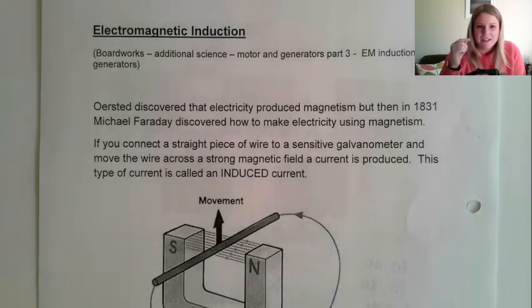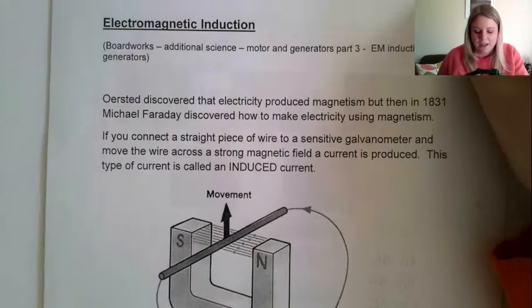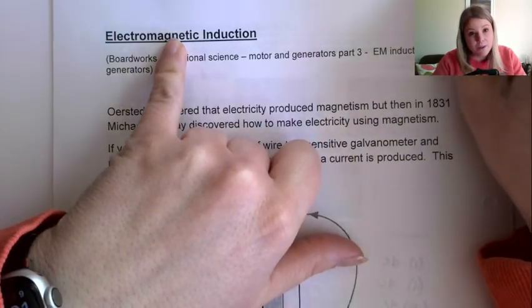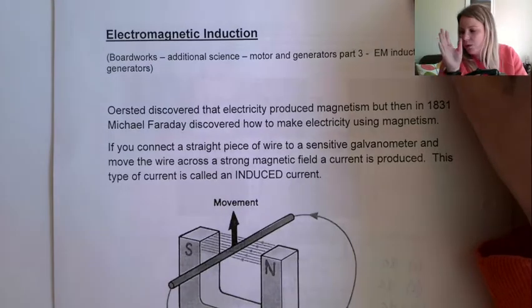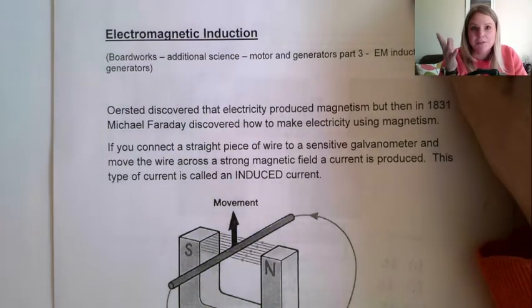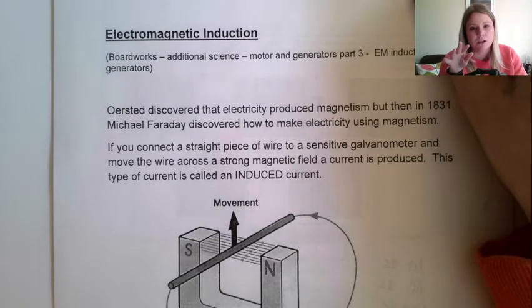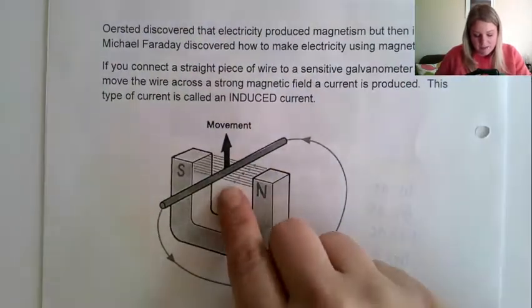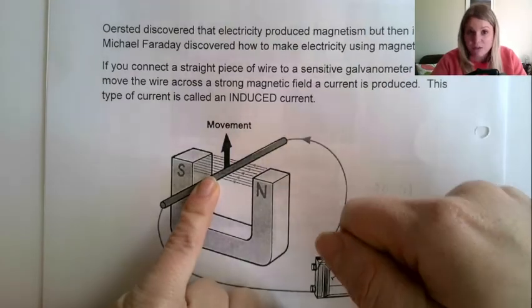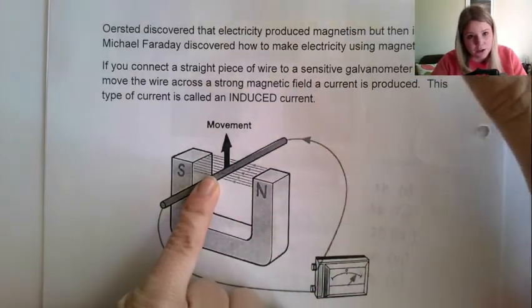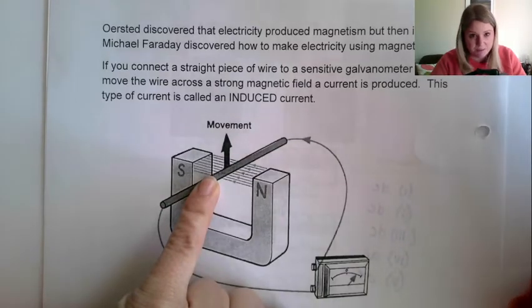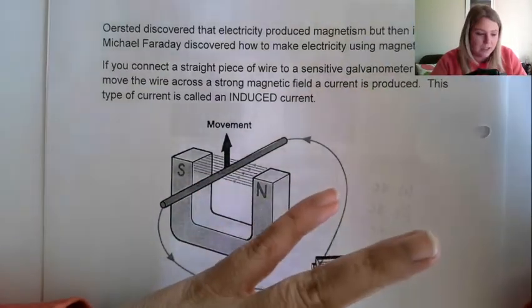So we're going to look at electromagnetic induction today, okay? This is basically the opposite of what we have been talking about there with the electric motor. So if you remember, with the electric motor, if you have current flowing in a wire and that's in the presence of a magnetic field, then the wire is going to move. This time what we're looking at is if we have a wire and we move it within a magnetic field, a current will be produced. Okay, that's basically it. So it is the opposite of the electric motor.